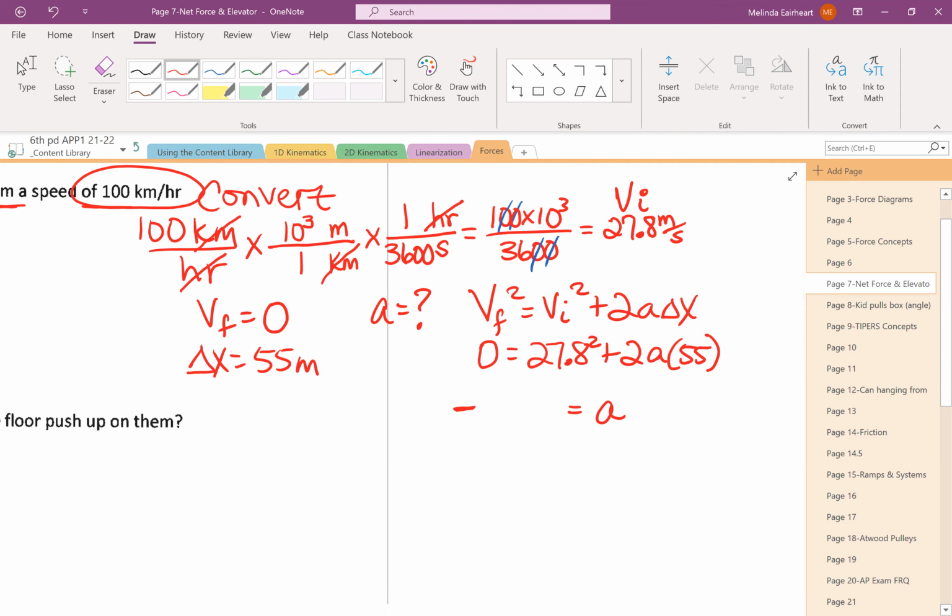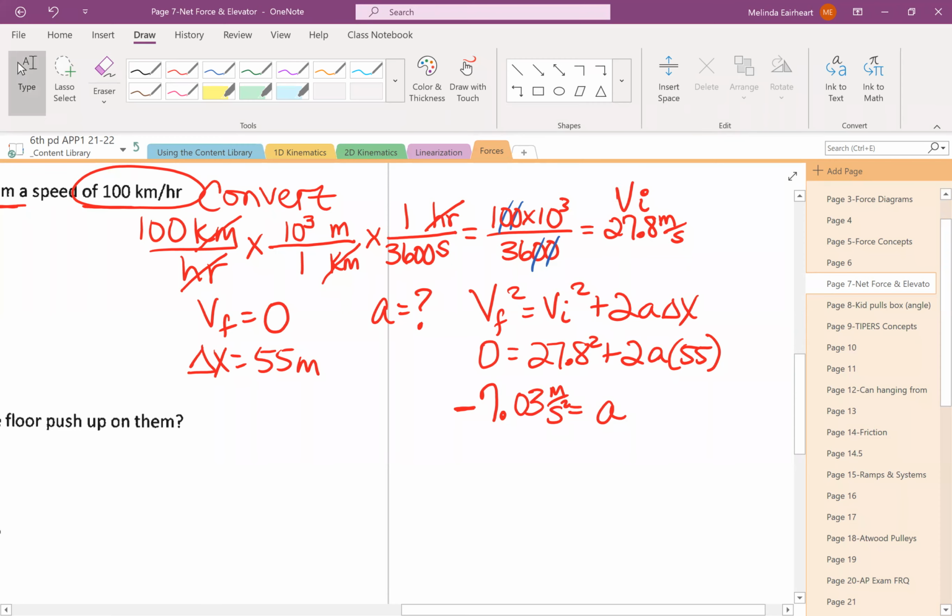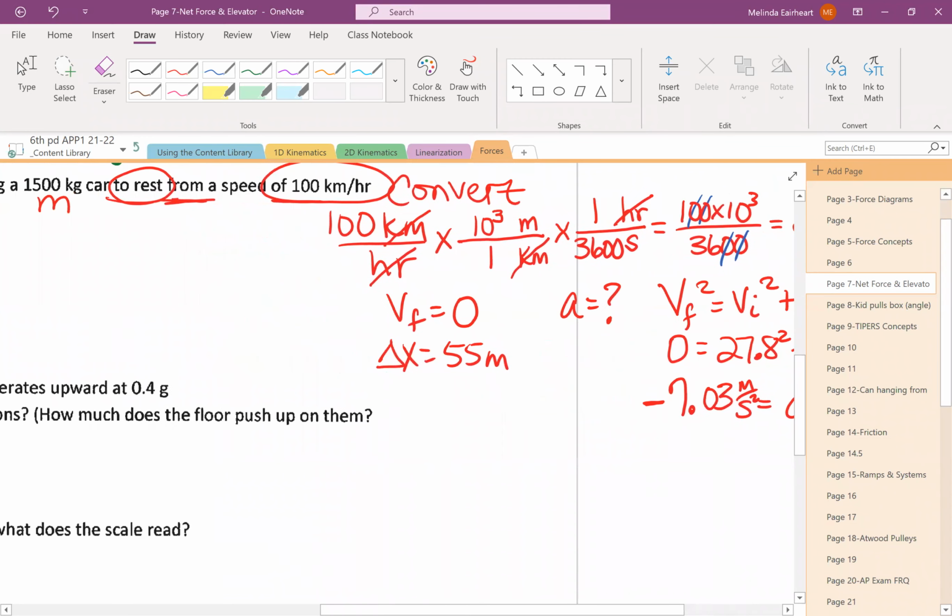So plug and chug it. Let me know what you get. 7 point what? 03. Yeah, you can keep that. Honestly, 7 is probably good enough either way. And so there's our acceleration. Everybody good? Old stuff? Okay. Now that we know the acceleration, can we get back to the forces?